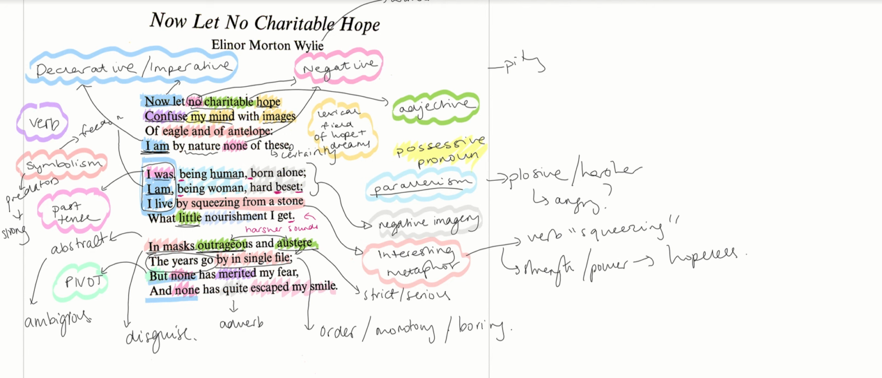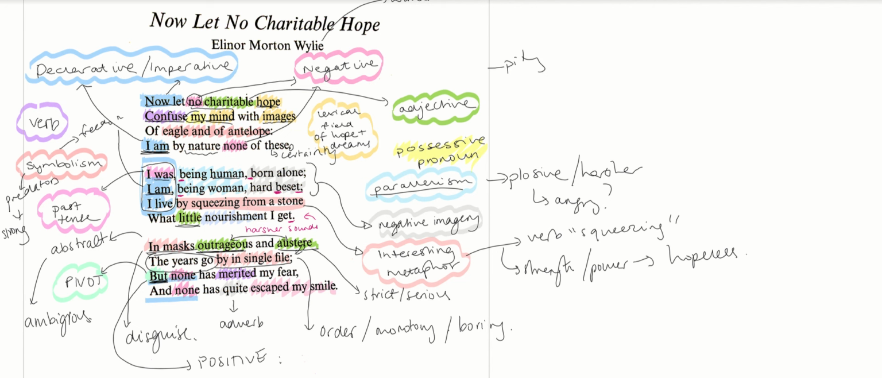But then we get the third line beginning with "but," which often signifies a pivot. So we're going from relatively negative meanings and negative tones, but perhaps that pivot is telling us, the reader, that she is going to find something positive now. "But none has merited my fear." Okay, so it seems that we change to a slightly more positive meaning here.